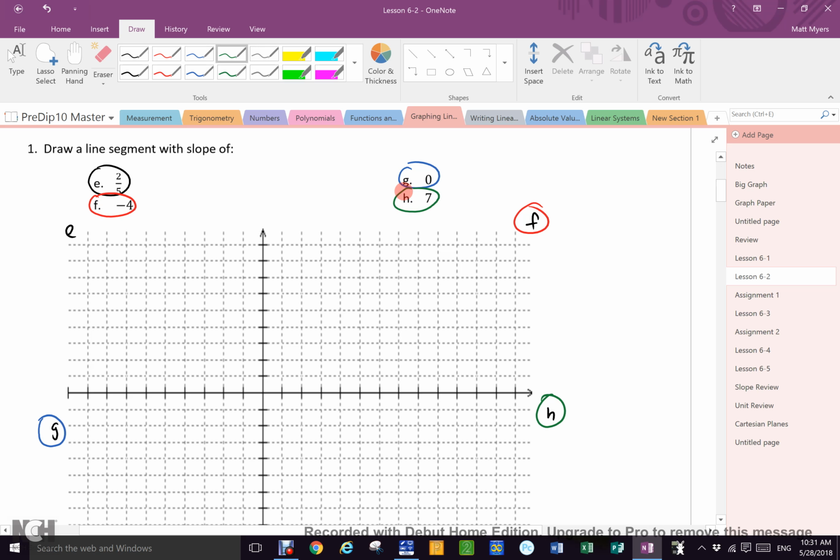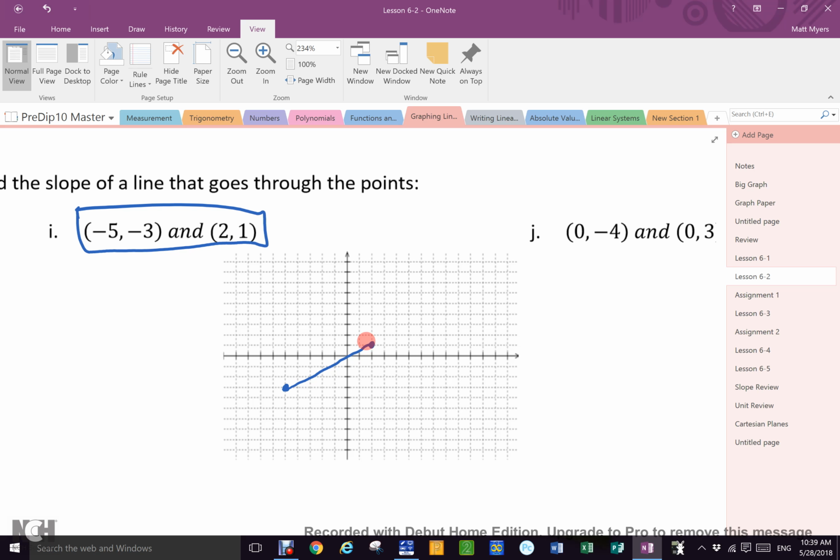Where do I go for that? Right 2 and up 1. When the line is on the graph, how do I find the slope? How do I find the slope when the line is on the graph? What do I do? We've just done it 5 times. What do I do?